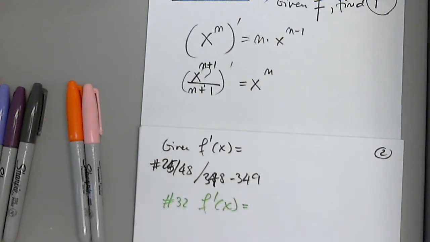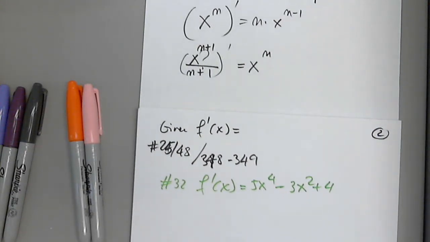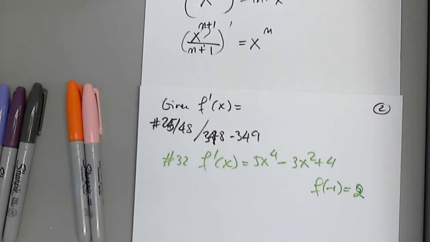We are given f prime, and that is 5x to the fourth minus 3x squared plus 4. We're also given some information. I will copy it for now. Before we talk about it, just copy it. So disregard it for a moment. We're going to come back to it in a few minutes. Okay. So we're given a derivative. We're given basically a function that is a derivative. We're asked to find the function whose derivative is this.